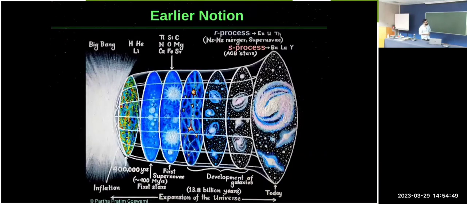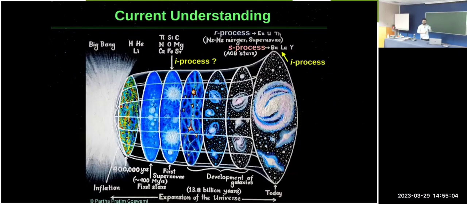So this was the idea of chemical evolution till around 2014, where it was considered that the S process and R process produce all neutron capture elements. But now we can safely include the I process into the picture. And the I process now also helps in the chemical evolution of the universe.